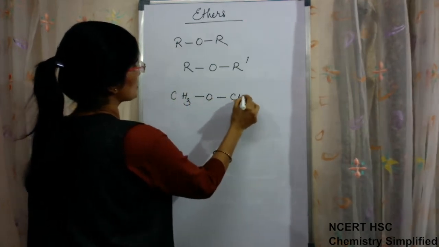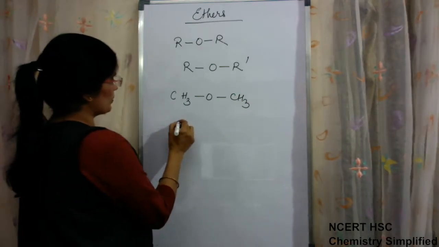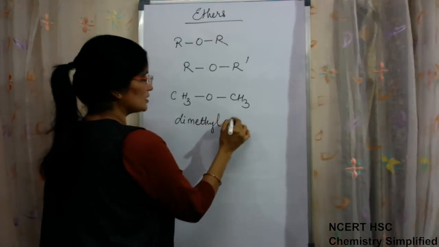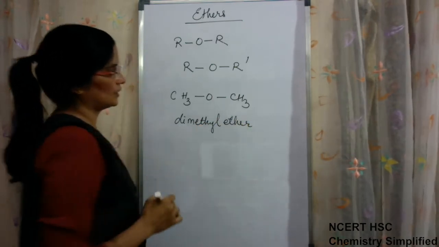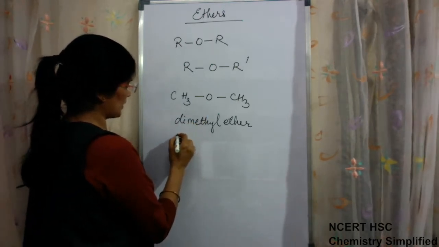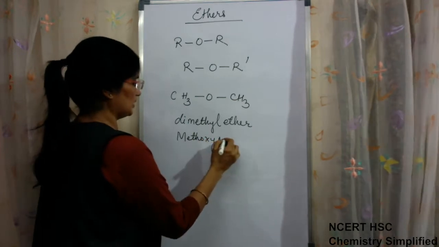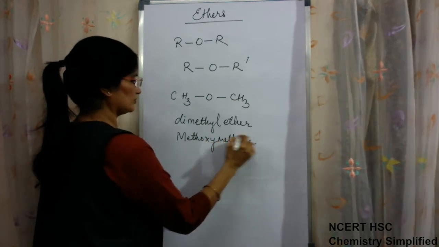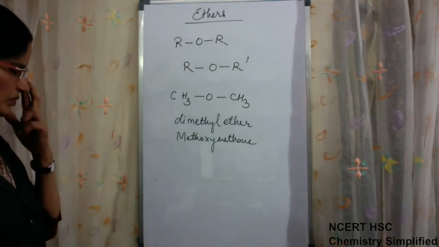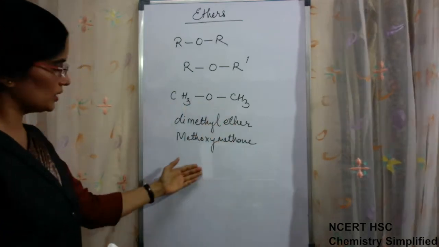CH3OCH3. Okay, this is the common name, dimethyl ether. This is not the IUPAC name. If I have to write its IUPAC name, I will write methoxymethane. Okay, this is methoxymethane. Now more we will do about the nomenclature.